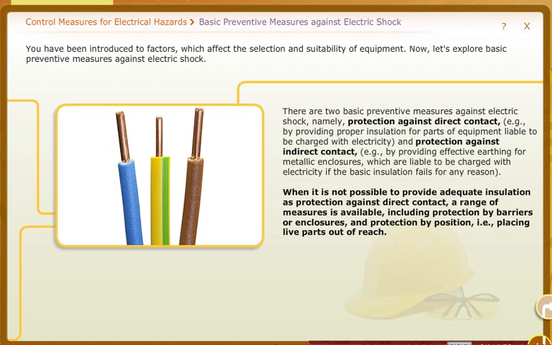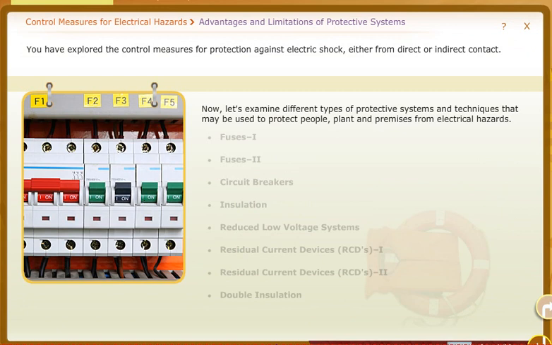When it is not possible to provide adequate insulation as protection against direct contact, a range of measures is available, including protection by barriers or enclosures and protection by position, that is, placing live parts out of reach. You have explored the control measures for protection against electric shock, either from direct or indirect contact. Now let's examine different types of protective systems and techniques that may be used to protect people, plant and premises from electrical hazards.